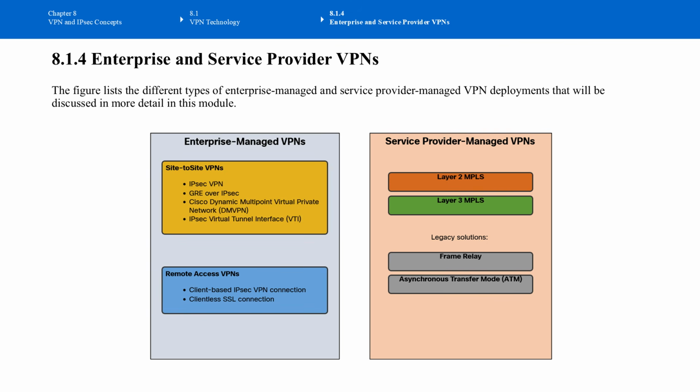This figure summarizes the most common VPN technologies used in enterprise networks. Notice that the VPN solutions are divided into two main categories: enterprise managed VPNs and service provider managed VPNs. Enterprise managed VPNs are designed, configured, and maintained by the organization's own IT department. These VPNs are divided into site-to-site VPNs and remote access VPNs. The second category is the service provider managed VPNs. In this model, the service provider, not the enterprise, manages the WAN infrastructure.